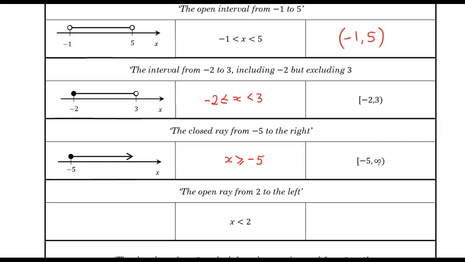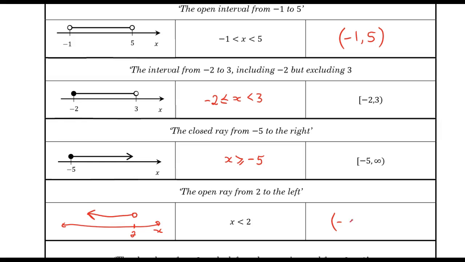Getting a little further along now, I have an open ray, which means we have an open circle at the end, from 2 to the left. So that means x is strictly less than 2. We're going to draw it like this. Start off with our number line, x, my point 2 here. It's not going to include 2, so an open circle and everything to the left of that, or everything less than 2. There we go. That's our diagram and our bracket interval notation.